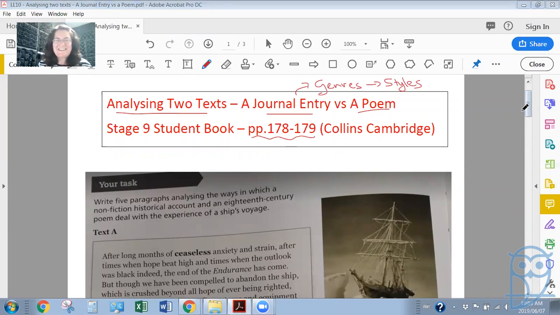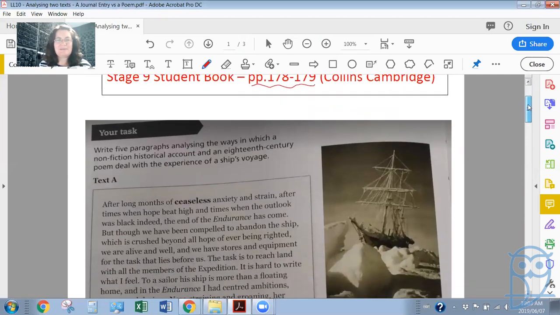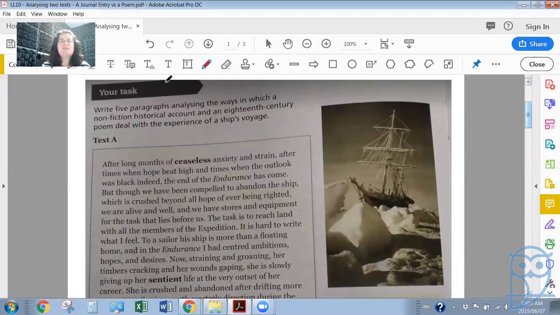Nice to see you. Okay, so analyzing two texts, a journal entry versus a poem. Let's see how they both look at something that is very similar. So in the student book, it says your task is to write 5 paragraphs. So in other words, an analysis. Right? An analysis, getting to the deeper meaning of what's going on. Write 5 paragraphs analyzing the ways in which a non-fiction, so it's real, a non-fiction historical account in a journal and an 18th century poem deal with what? With the experience of a ship's voyage, particularly an Antarctic voyage.